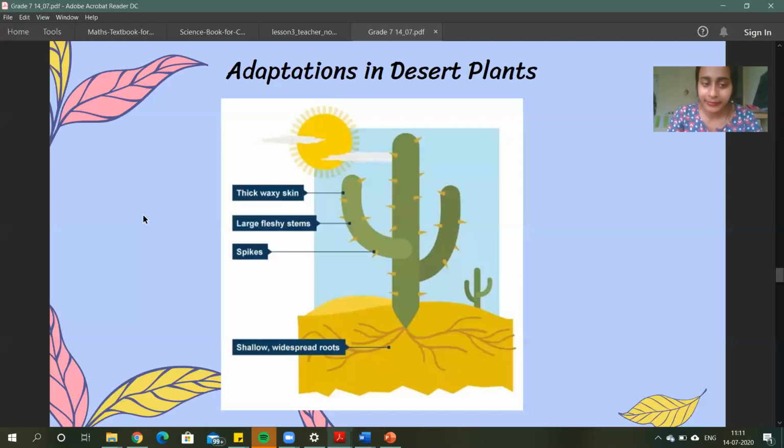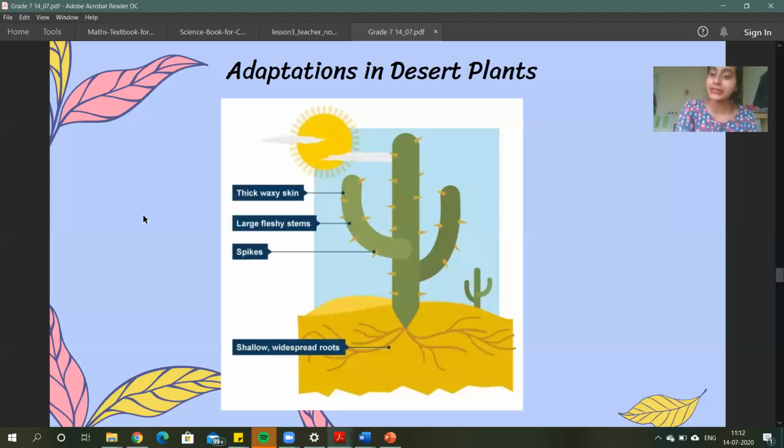Then the fourth part is shallow widespread roots. Cactus plant के roots बहुत नीचे तक नहीं जाते because नीचे पानी नहीं है. They are widespread, बहुत area cover करते हैं, and they are shallow. So why is that? So that अगर बारिश हुआ तो वो पूरा ऊपर का पानी absorb कर सके, so that they can absorb the water from the rainfall very quickly.